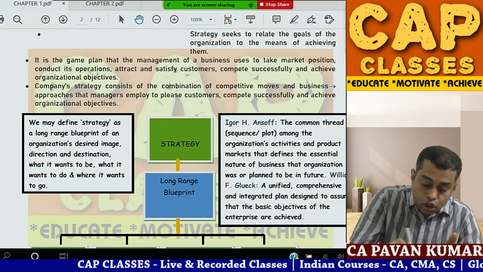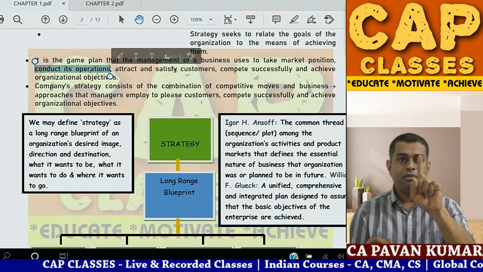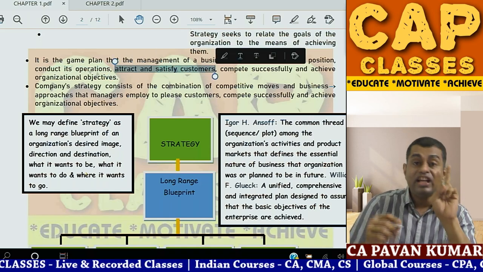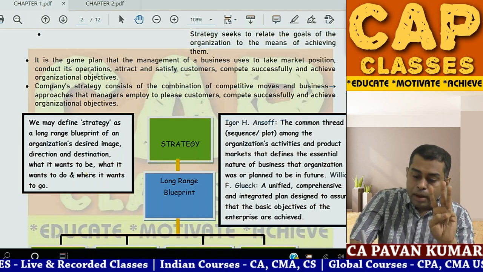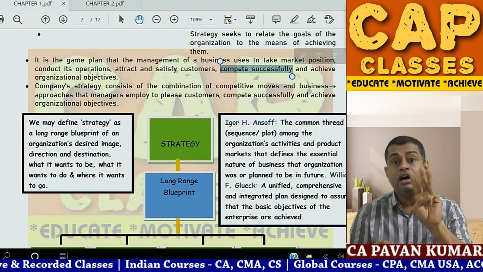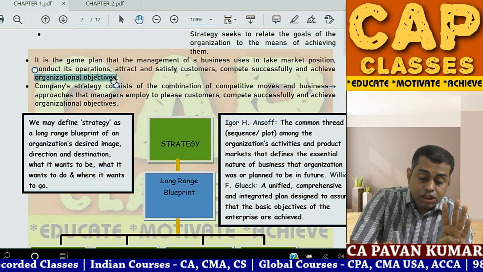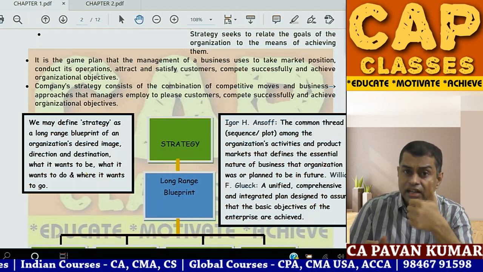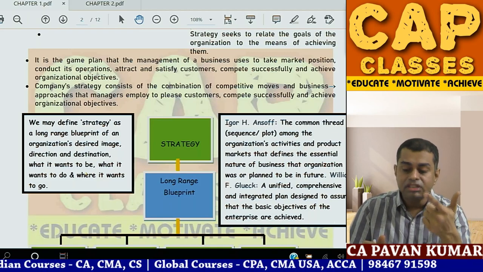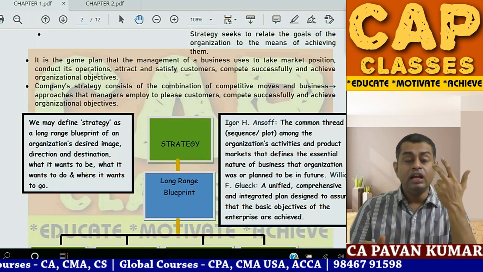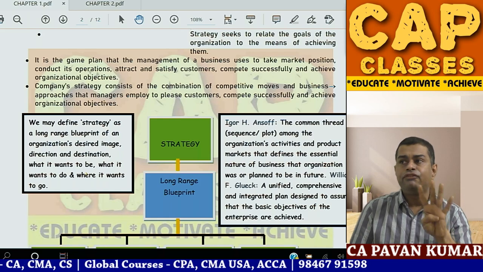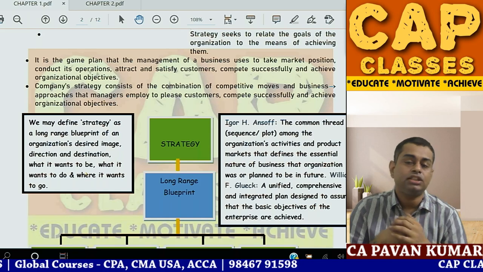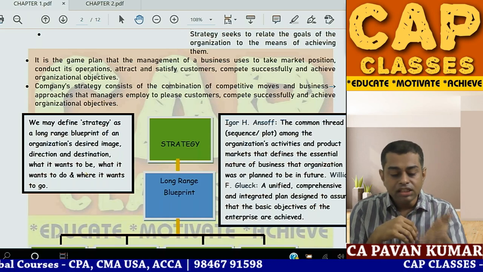Point number one, to conduct operations. Point number two, to attract and satisfy customers. Point number three, to compete successfully with my competitors. Point number four, to achieve my organizational objectives. For these four things, conducting operations, attract and satisfy customers, compete successfully with competitors, achieving organizational objectives, I need to have a solid game plan, and that game plan is strategy.